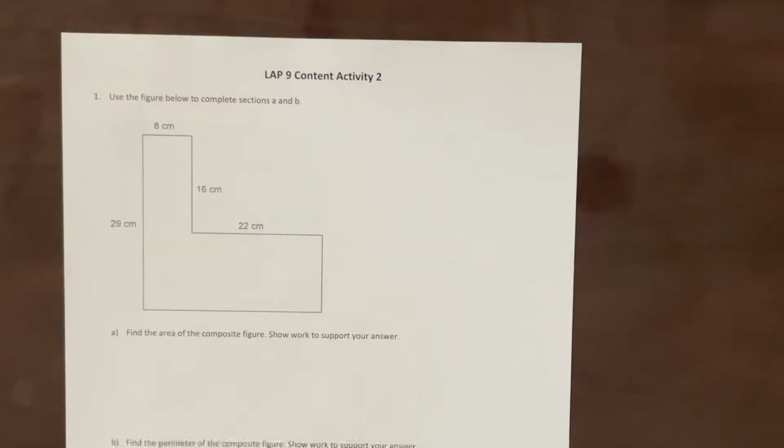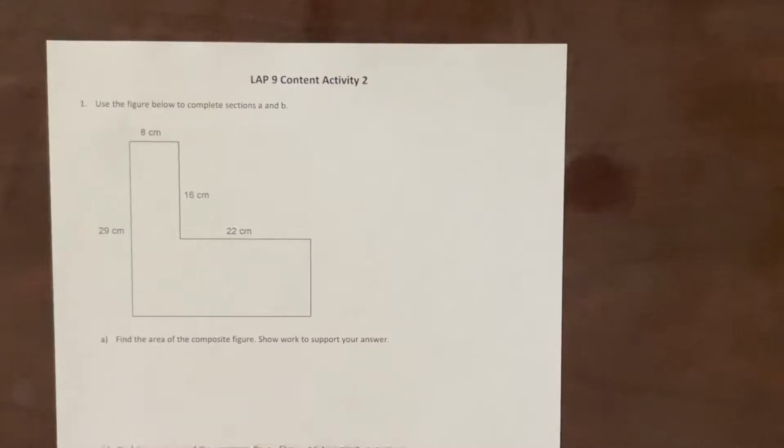So in the first one, it says use the figure below to complete sections A and B. It gives you some rectangles here. What I can do from that is maybe separate it first, or I can read directions. So let's do that. For A, I'm going to be finding the area. In B, I'm going to be finding the perimeter.